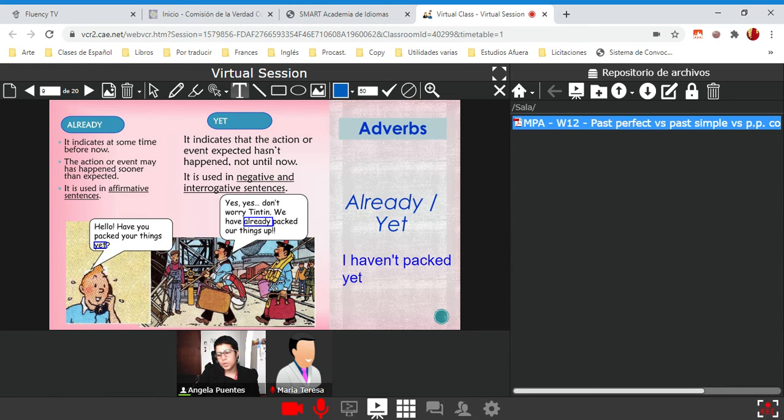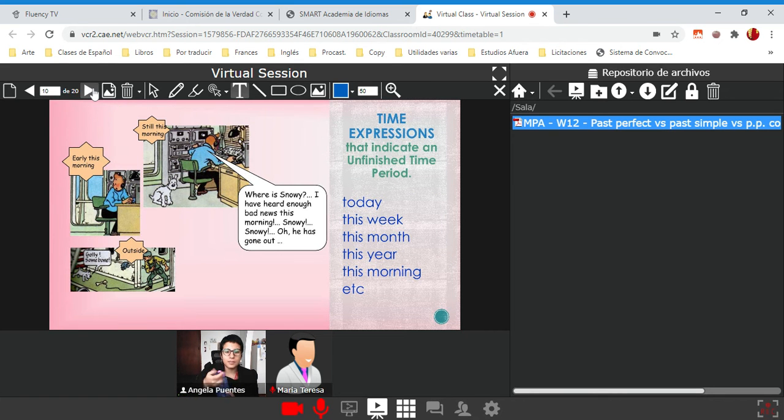Good. More questions about this? No. Great, excellent, my dear. So the next thing that we have is the time expressions that indicate an unfinished period of time. What is that? As I mentioned before, the present perfect is something that we relate with the past and with the present, right? Like a connection of something that begins in the past and continues until the present.